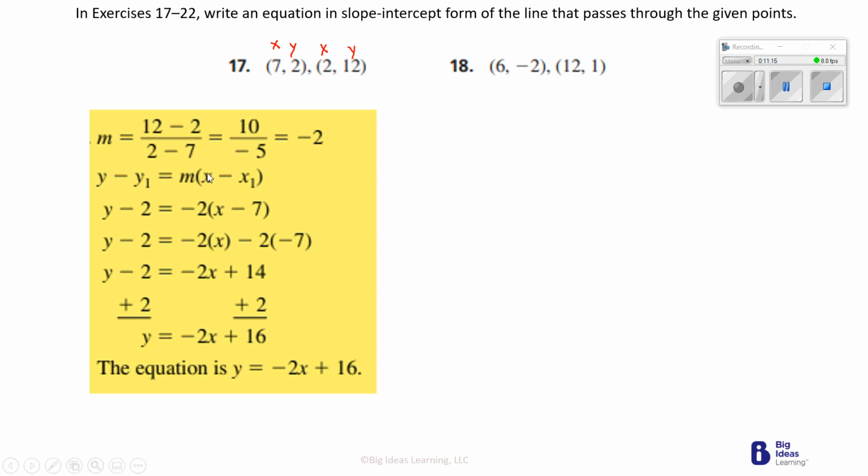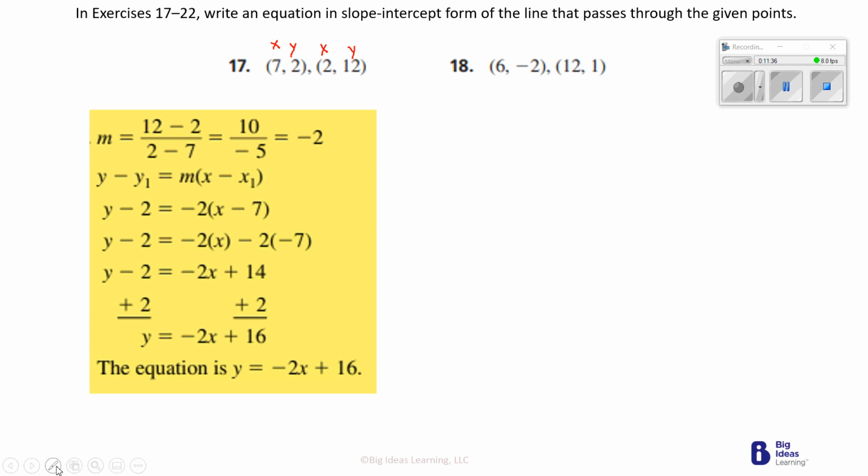12 minus 2 is 10. 2 minus 7 is -5. 10 divided by -5 is -2. There's our slope that we'll replace m with, -2. Then we're going to use, looks like 7 and 2. So we're plugging x for 7. That means -7, right? And then we're plugging in y for 2. That'll make it a -2.